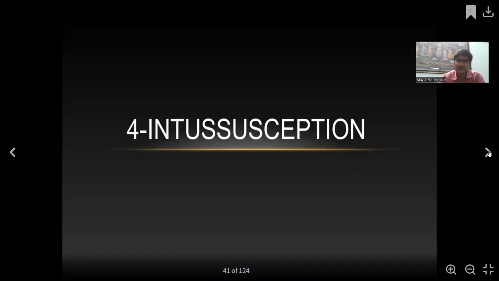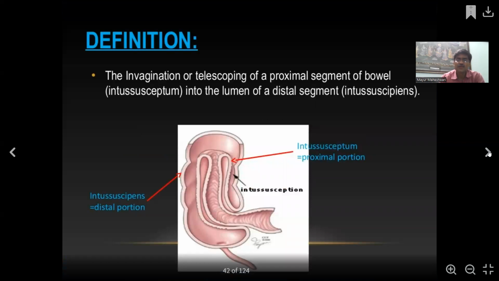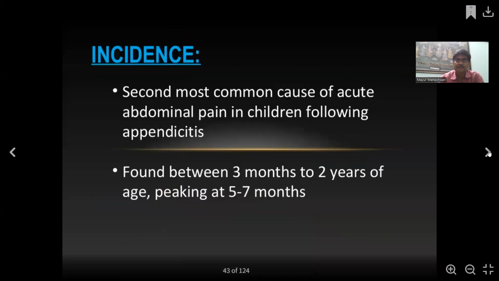Intussusception is a very common acute abdominal condition which is seen in the pediatric age group. So what is intussusception? Intussusception is an invagination or telescoping of a proximal segment of bowel, that is called the intussusceptum, into the lumen of a distal segment, that is called the intussuscipiens. So usually a small caliber bowel like the jejunum or ileum telescopes into the colon, which is of larger caliber.